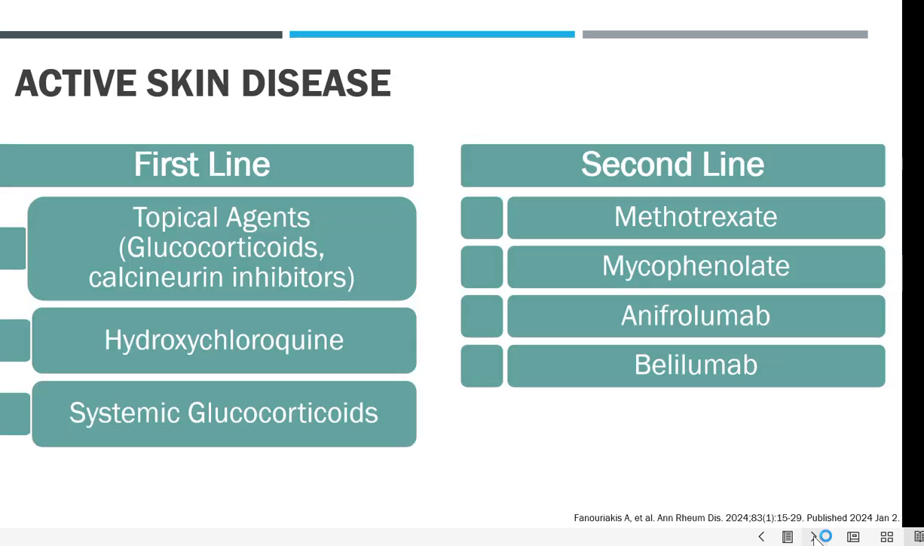Thinking about our patients that have active skin disease, our patients are receiving hydroxychloroquine as well as topical agents, which could be glucocorticoids or calcineurin inhibitors as a topical, as well as systemic glucocorticoids if needed. If patients are still having a severe skin component, we can add some of our other agents as a second line.